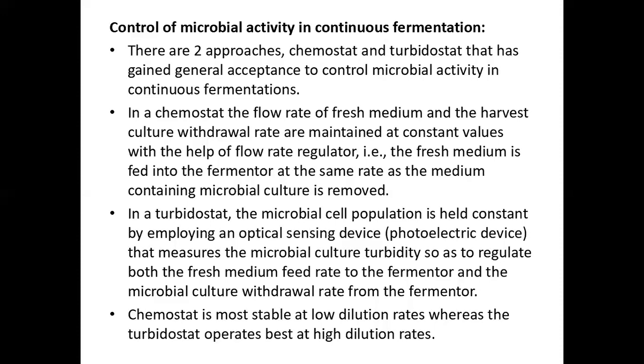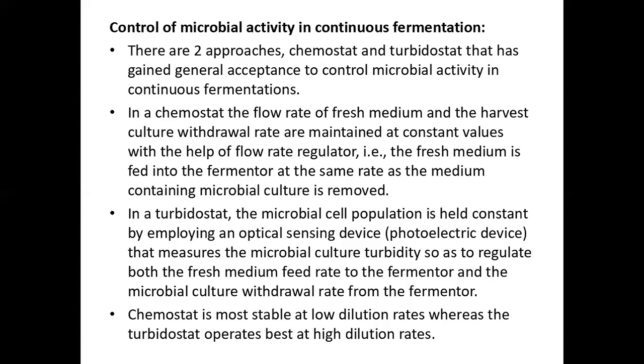So how is this turbidity maintained? By adding fresh medium to the fermenter. If the turbidity is more, we'll be adding fresh medium. If the turbidity is less, we'll be adding more microbial cells into the fermenter. Whatever we have to do, we have to maintain the turbidity at a constant level. So by using these two processes, chemostat and turbidostat, we can keep this continuous culture system running in a regular and successful manner.